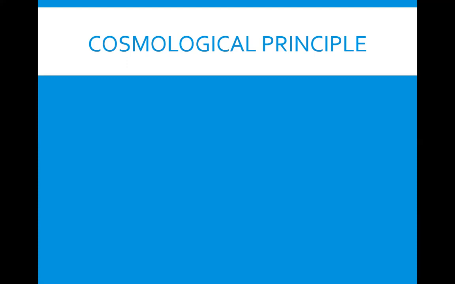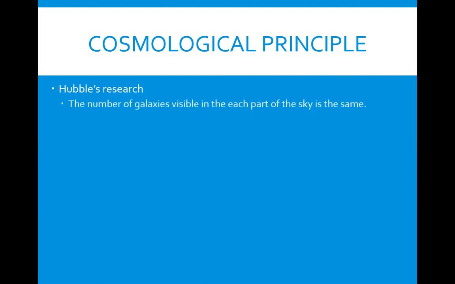So the cosmological principle is a principle, a law, something that's been well tested, that involves the entire universe in some manner, in some shape. Based upon Hubble's research back in chapter 26, Hubble discovered that when he looked for all of these distant galaxies in different directions in the nighttime sky, he basically determined that the number of galaxies that he saw in every part of the nighttime sky were the same.